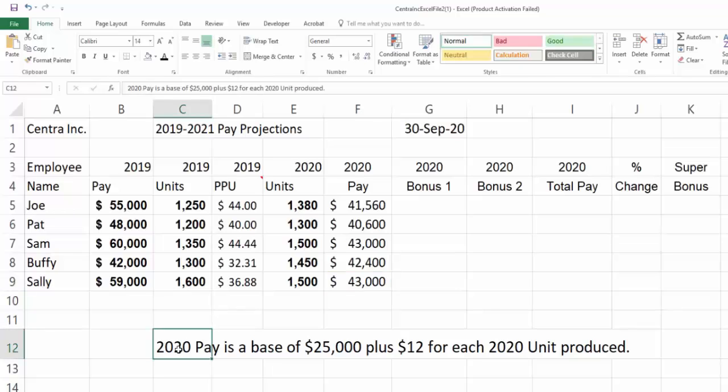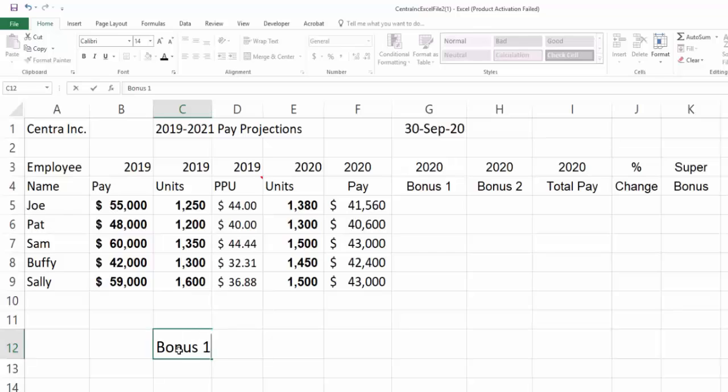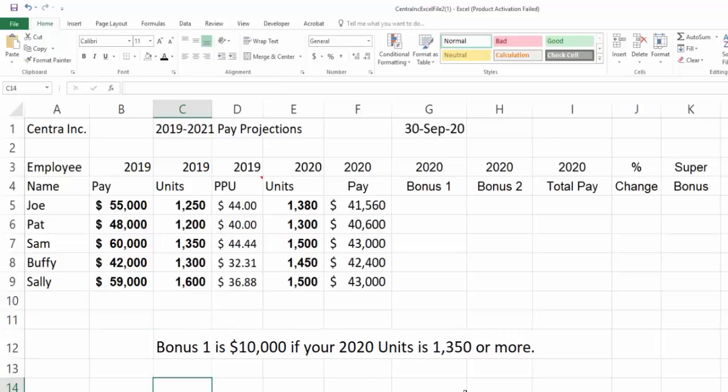But remember, we're going to give our employees more. We're going to give them bonuses too. So bonus 1 is, now I'm going to give you back a big chunk of the money I took away. Get this, $10,000. Oh yeah, I'm going to give you $10,000. But based on what? How do you get the $10,000? You don't. If you give it to everybody, that's pay. That's not a bonus. So my criteria is if your 2020 units, remember that's what we're trying to get, right? Is 1350 or more. Now, see that number 1350? I'm giving that number to you. That number is called a benchmark or a standard.